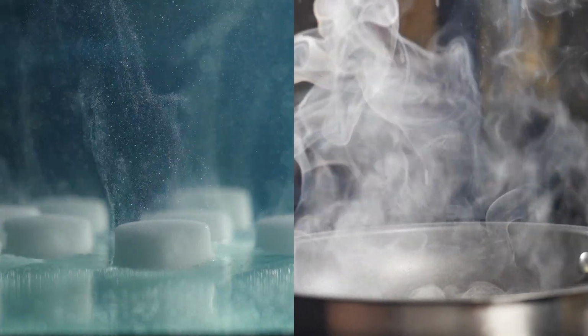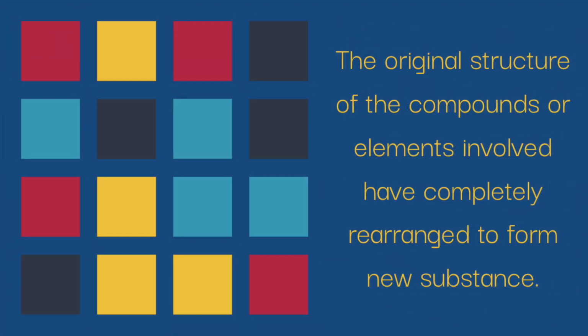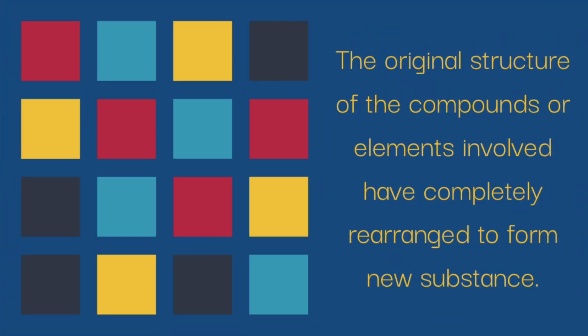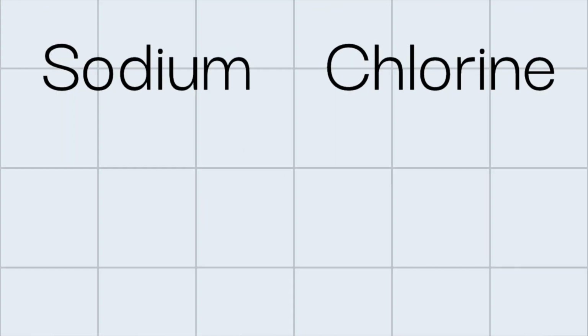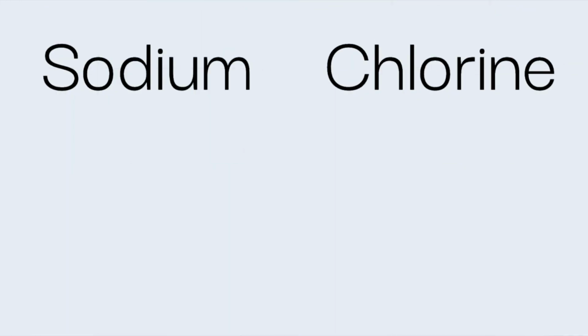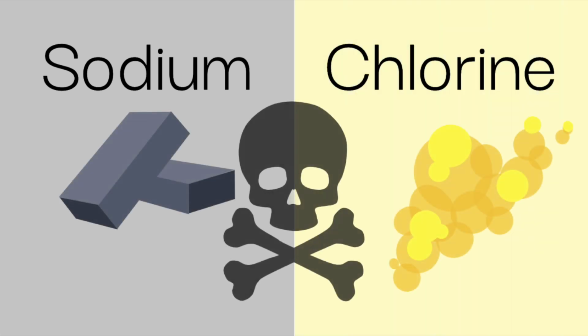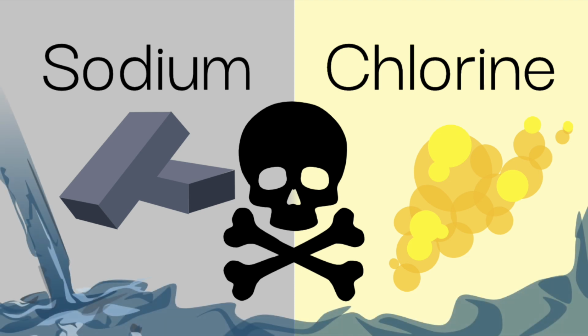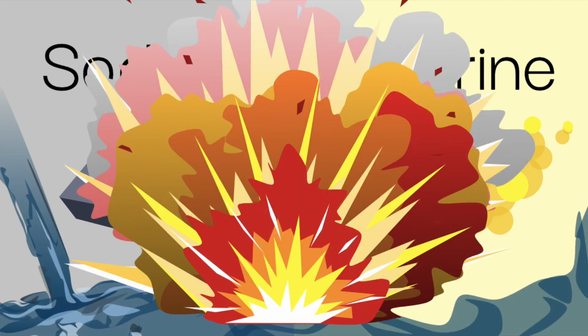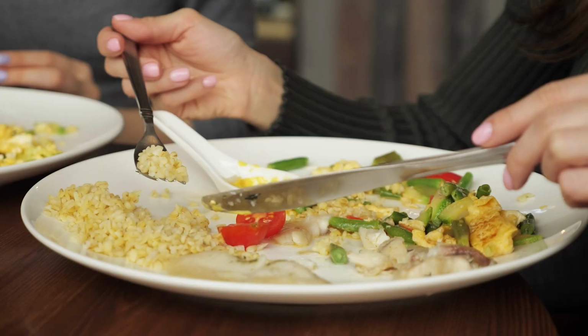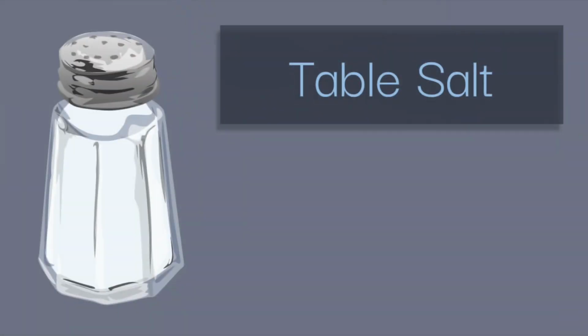In a chemical reaction, atoms bond, which means that the original structure of the compounds or elements involved have completely rearranged to form a new substance. A reaction can totally change a substance. An example of this complete change caused by a reaction is sodium and chlorine. One is gray, one is yellow, one is metal, one is gas. Both are extremely poisonous and reactive, especially with water. However, when they combine, they form sodium chloride, or table salt, which is necessary to the human diet, white, soluble, and very stable.